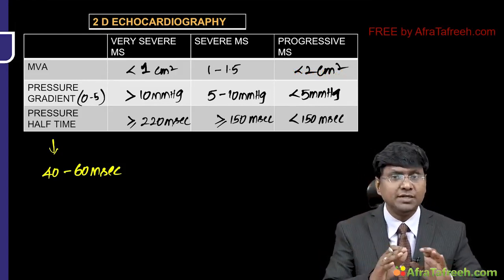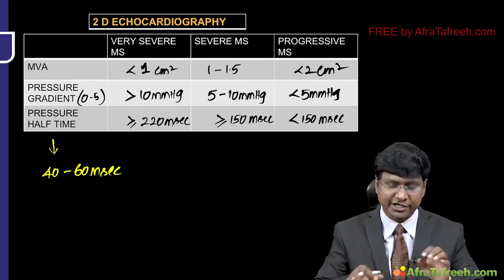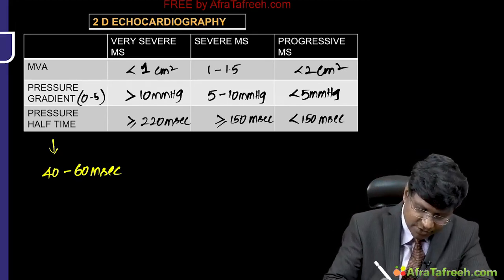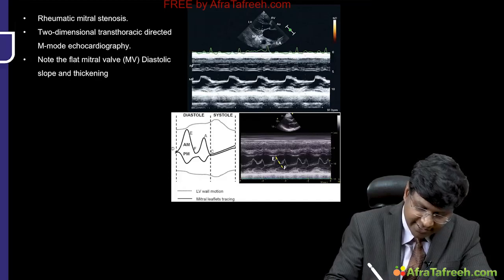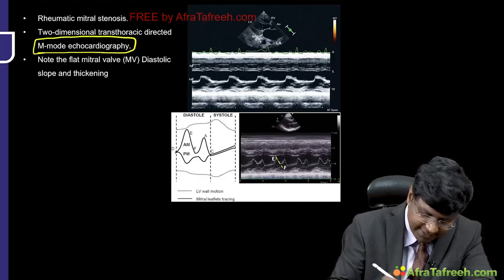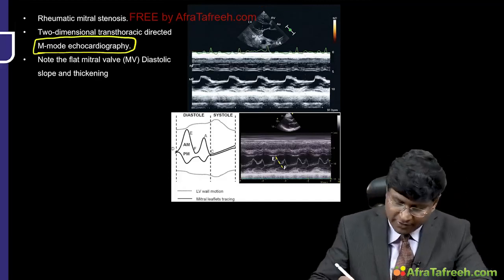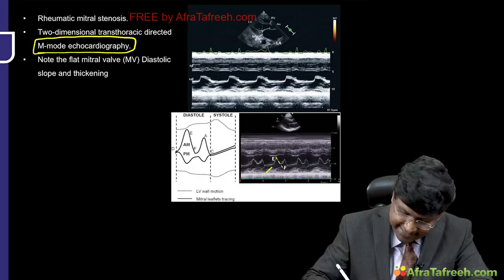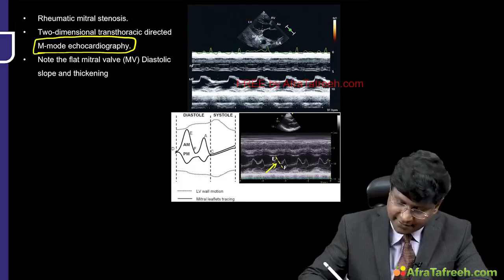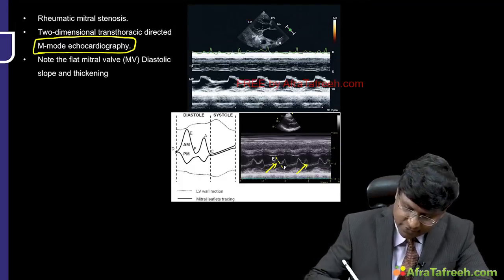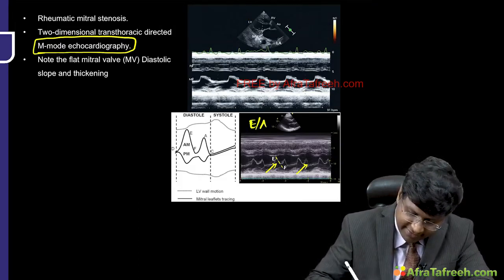Now let me show you the mitral valve leaflet position and all in the 2D echo. See, this is the rheumatic mitral stenosis. This is the two-dimensional transthoracic, which is directed M-mode echocardiography, right? So this M-mode, how it should be in a normal mitral valve leaflet. See, this is E slope of the mitral valve leaflet and this is A slope of the mitral valve leaflet. So we take what is called E by A ratio.